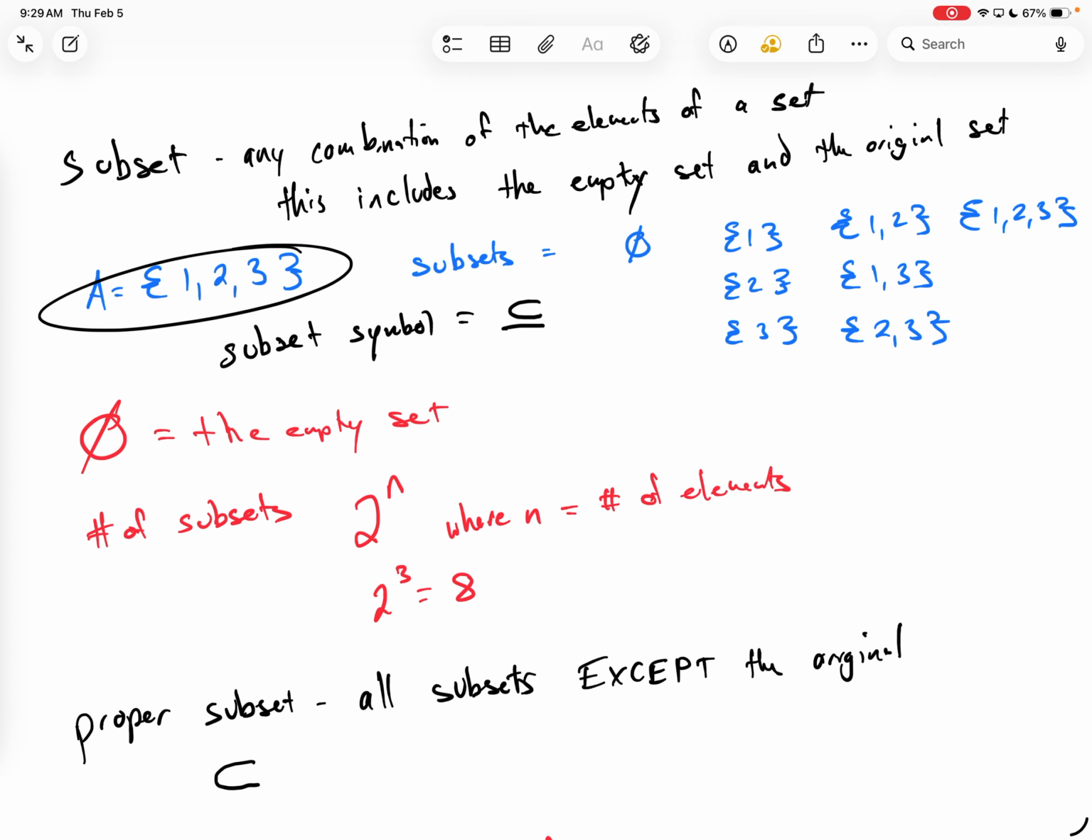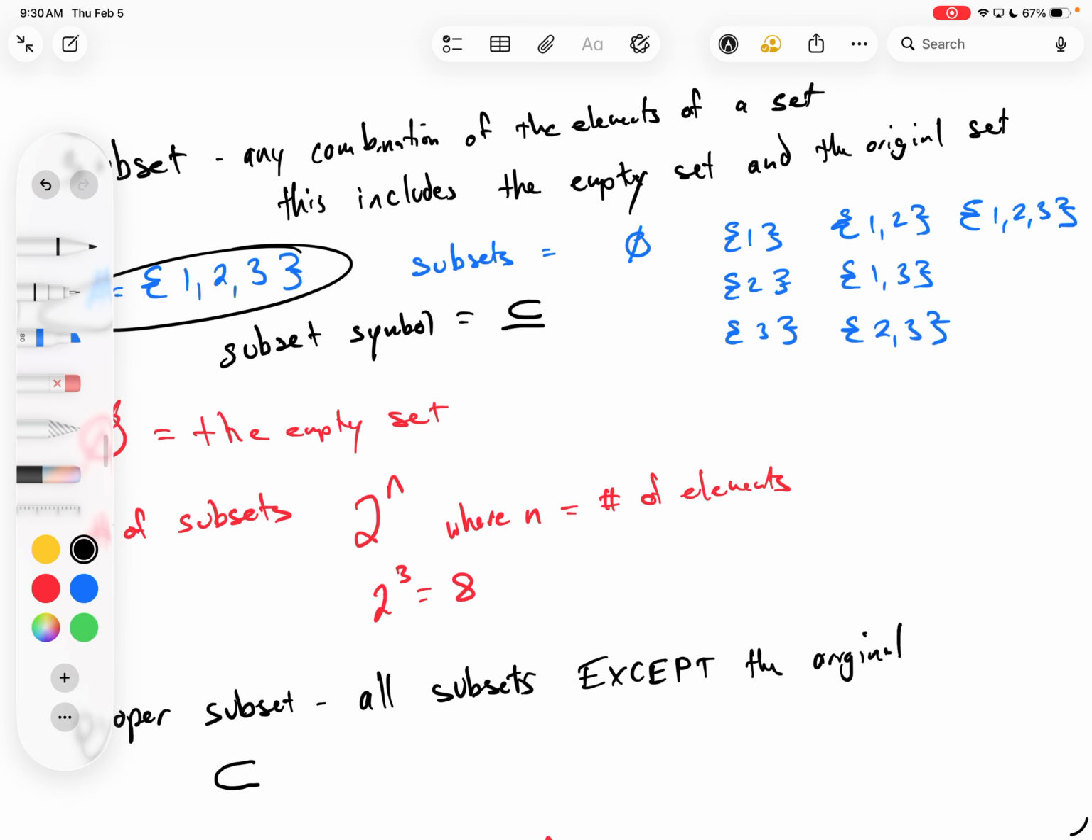So yeah, today we were going to start with subsets. Subsets are, and again, I try to use a non-mathematical definition just to help you out here, any combination of the elements of a set. Any parts of the set that you have, but with a subset, this also includes the empty set and the original set. The original set is just this one right here.